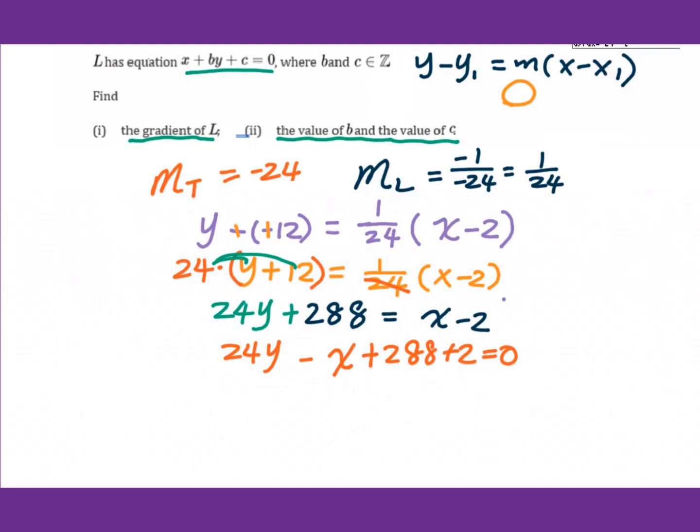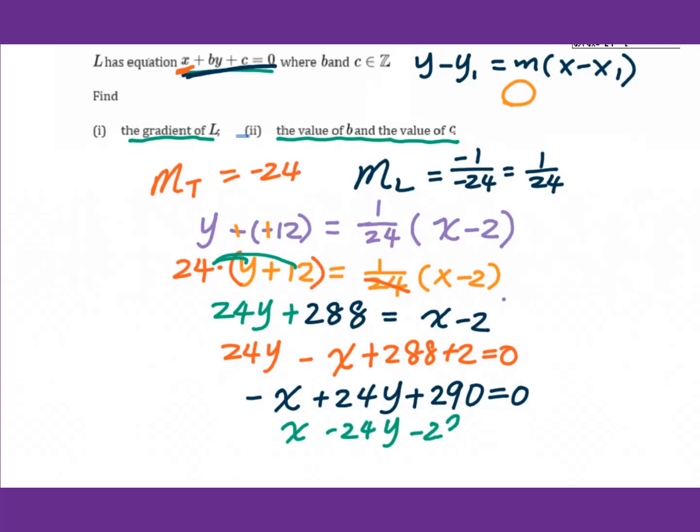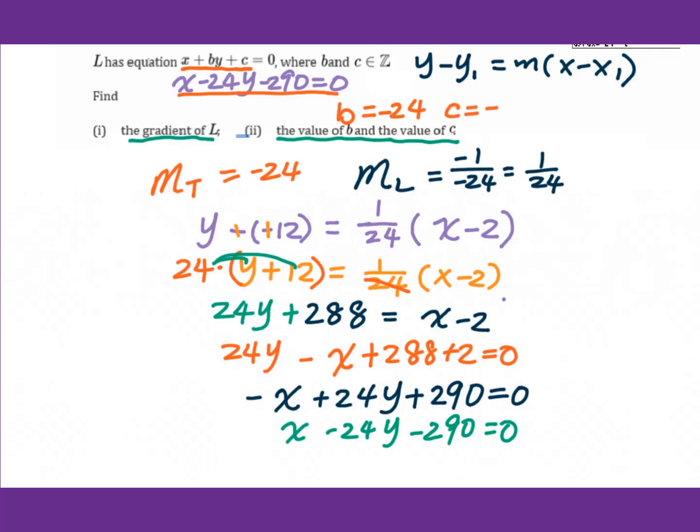Then we combine like terms to change this linear function into this form. Remember the x first, so we do the -x plus 24y plus 290 equals to 0. Check here, the x is a positive x, so we divide by -1 both sides, which means we just change the sign for every single term in this equation. X minus 24y minus 290 equals to 0. Then you compare these two equations. You will say B equals -24 and C equals -290.